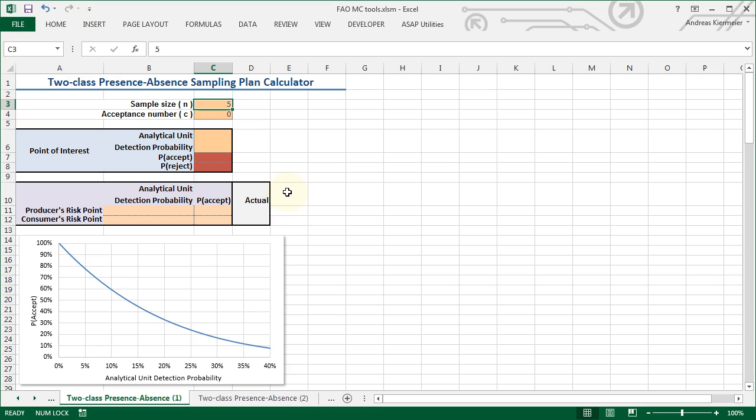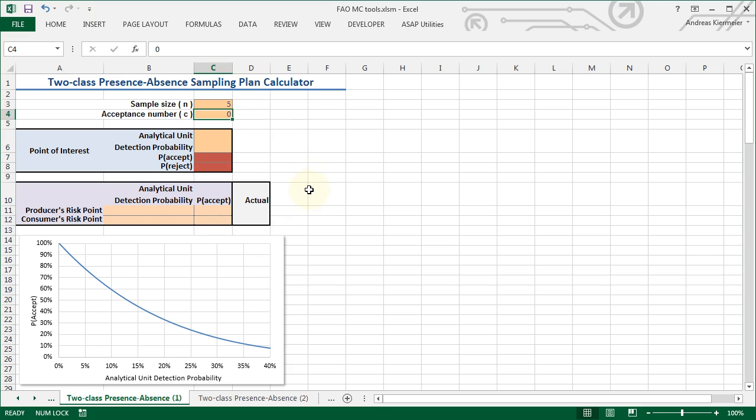Let's now have a look at how we can develop a sampling plan from a purely statistical basis to meet a consumer's and producer's risk point. The first thing we need to decide is whether we can tolerate detecting the target organism in any of the analytical units. This means that the acceptance number c is either fixed at 0 or it could be increased if needed. Irrespective, we would start the process by letting c equal 0.